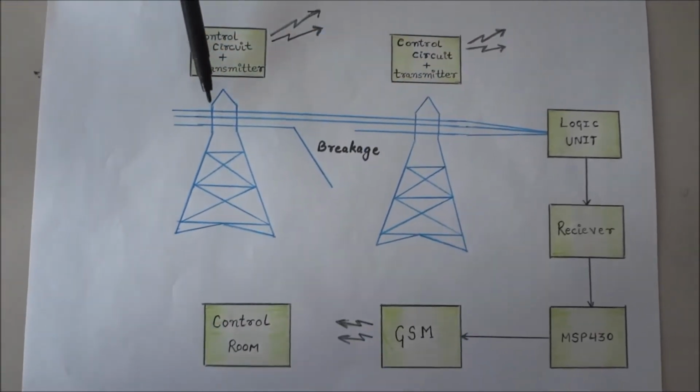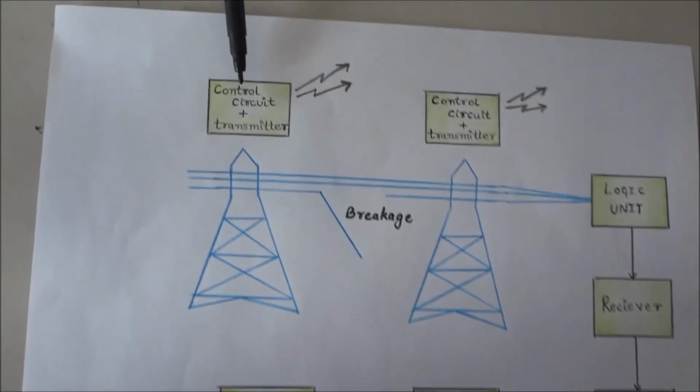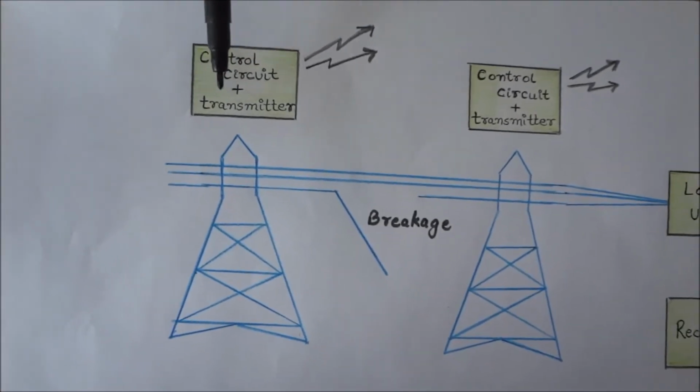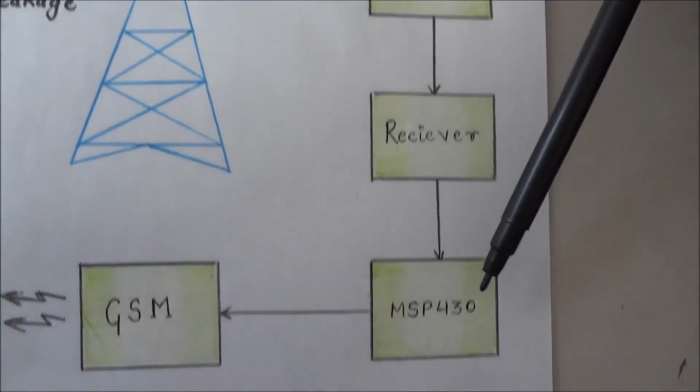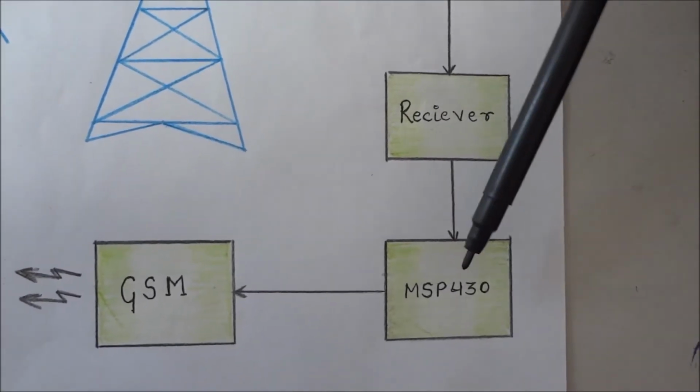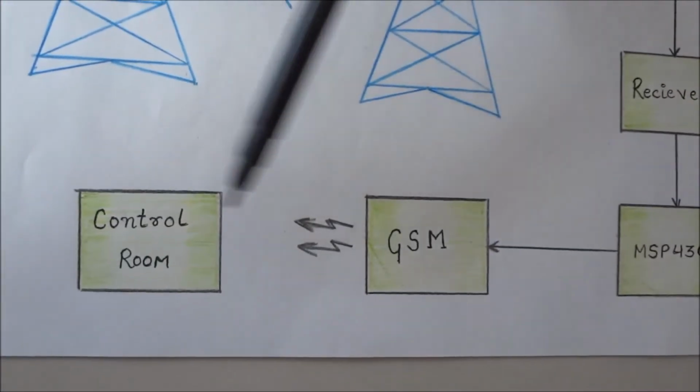Each transmission pole is connected with a control circuit and transmitter. The transmitter transmits the fault information to the receiver. The MSP 430 microcontroller will complete the process and send the message to the control room using GSM.